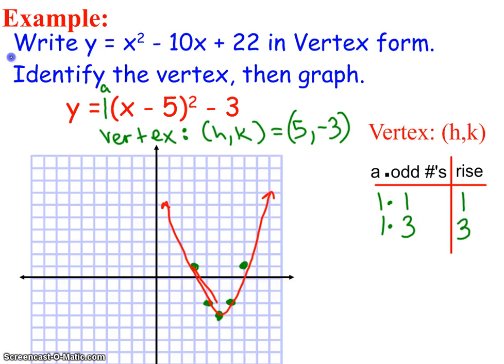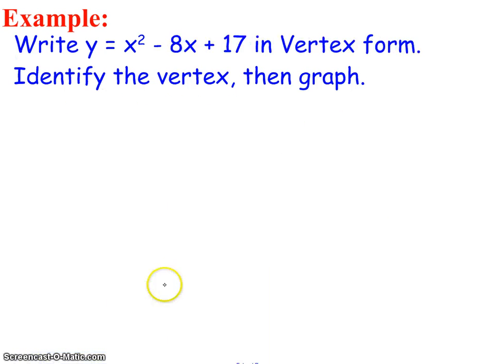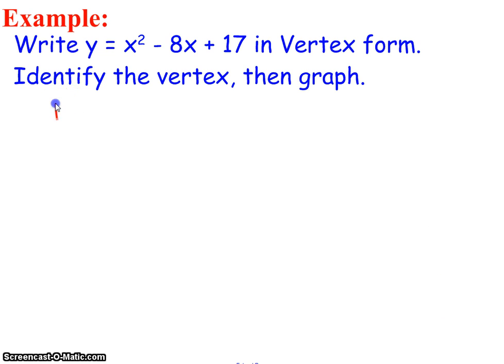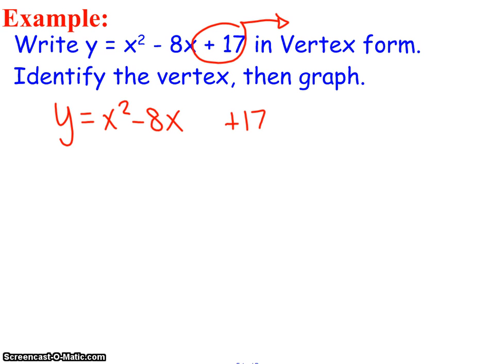Okay, let's do another one. All right, guys, let's try another one here. We're going to change this to vertex form again by completing the square. Rewrite your problem. Remember, we're going to push that 17 to the side to make room for our new c. Half and square the 8, negative 8.